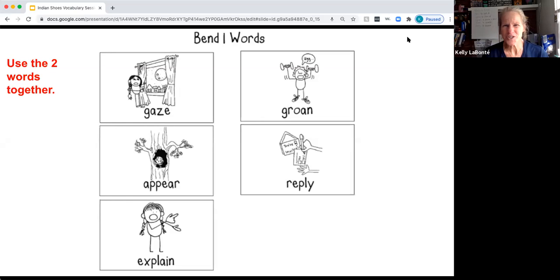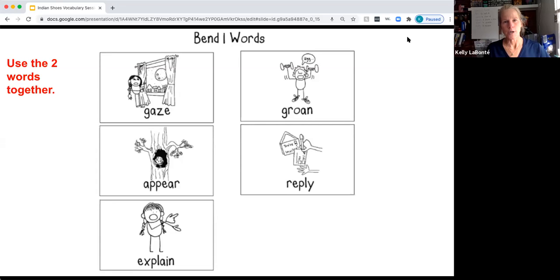Here's two more words to use in a situation. Appear and reply. Maybe you said something like, a text appeared on my phone and I needed to reply to the sender with my answer. Do you see, boys and girls, how we can use these words in many different ways? Okay, let's try some more.